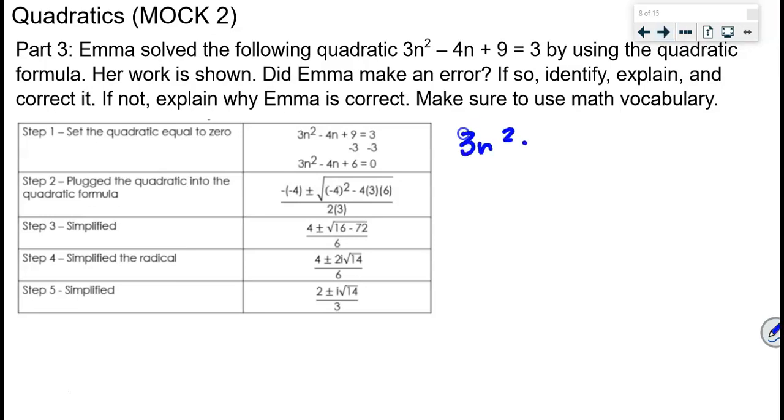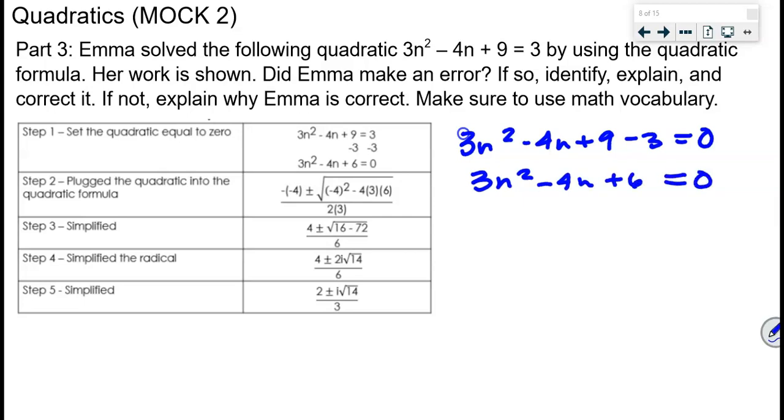So 3n squared minus 4n plus 9 minus 3. I'm going to go ahead and subtract that, y'all. So I move it to the left. So it's going to be 3n squared minus 4n plus 6 equals 0. So now I'm going to pull my A, B, and C. There's my A. There's my B. There's my C. Okay. And we're going to put it in the quadratic formula.